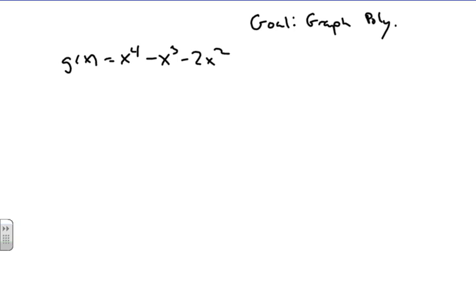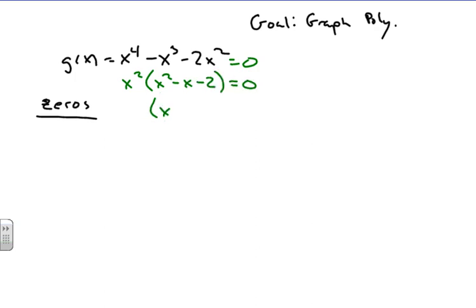So the first step in graphing it is to find the zeros, because those are critical points. So we're going to set this equal to 0 again, and let's find them. We can factor this, and we have x squared coming out, and we have x squared minus x minus 2. This appears to be factorable. Actually, I believe it is. It's got -2, and we get x plus 1.